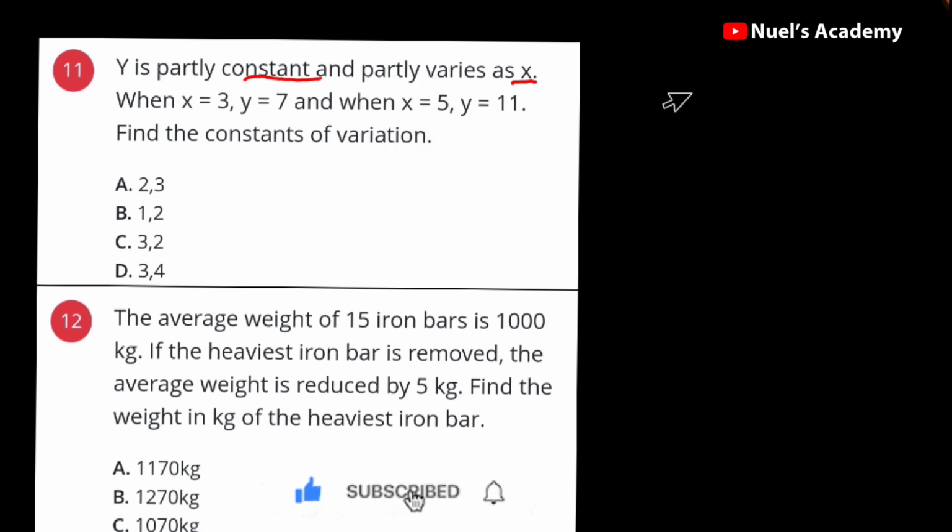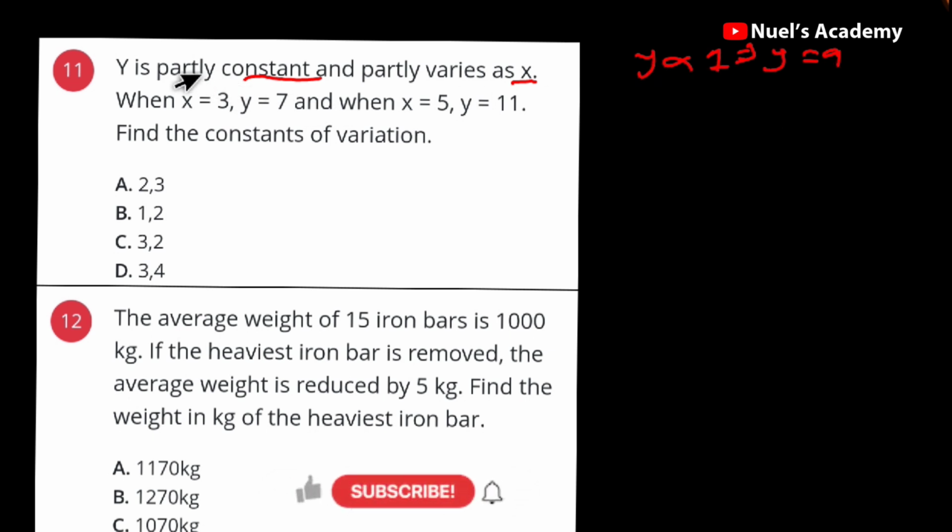Now let's interpret this question. First one states y is partly constant. So we have y, this is a proportionality sign. Partly constant means y is proportional to 1. Now to remove this proportionality sign, we write y is equals to, now we introduce a constant, equals to a. A times 1 is a. So this is the interpretation of this first part.